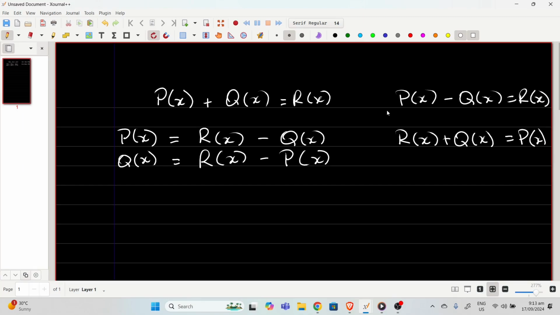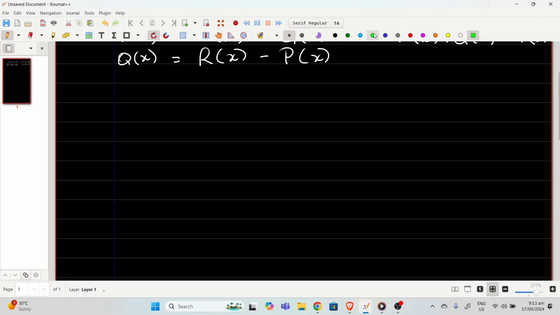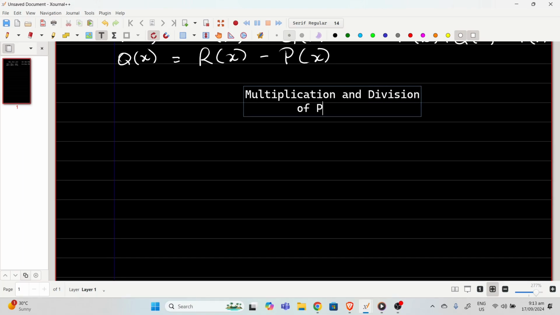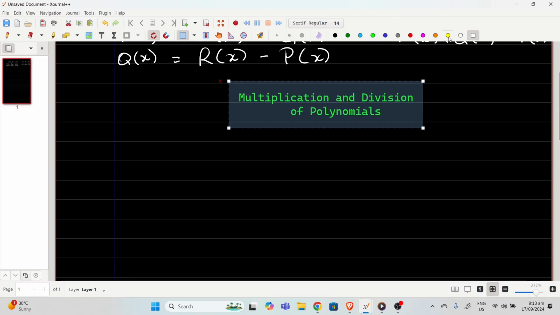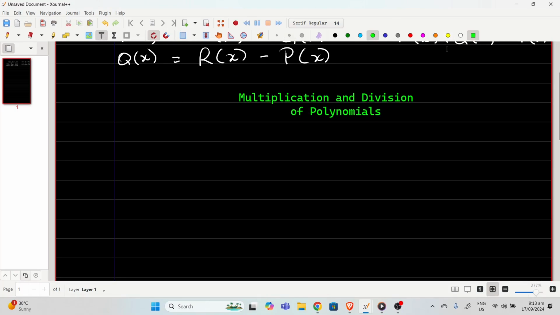Okay, so as I said, what we're going to do now is look at the multiplication and division of polynomials. All right, so put that in green, drift it down a little bit. Let's start by looking at the multiplication first, because this is going to be the easiest. Multiplication.